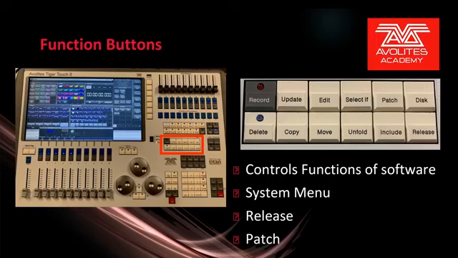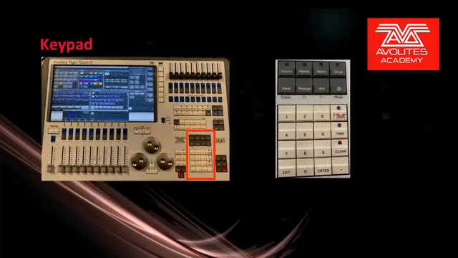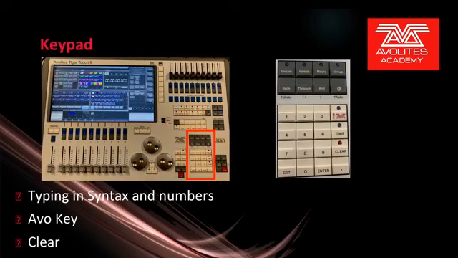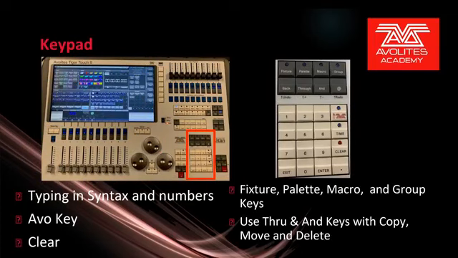Next section we have is the keypad. This is where we type in syntax and numbers. We find the Avo key in this area, the clear key, the fixture, palette, and macro and group hard keys. You can use 3 and with copy, move, and delete. That came up new in version 11, I believe, if I'm remembering correctly. But you can do 1 through 5 delete, 1 through 5 copy, 1 through 5 move, stuff like that using syntax if you're a syntax typer type person.